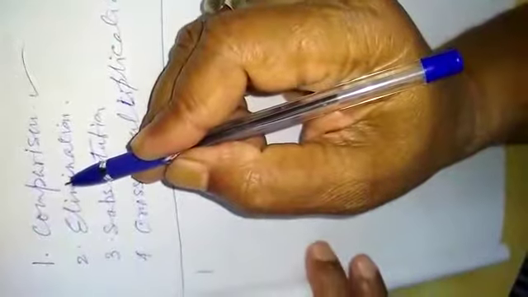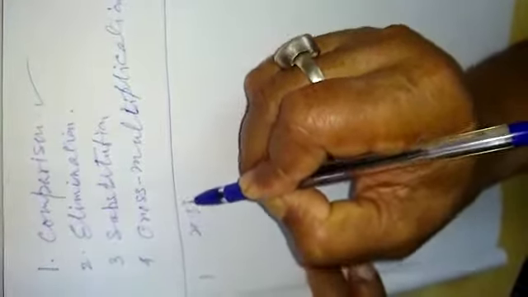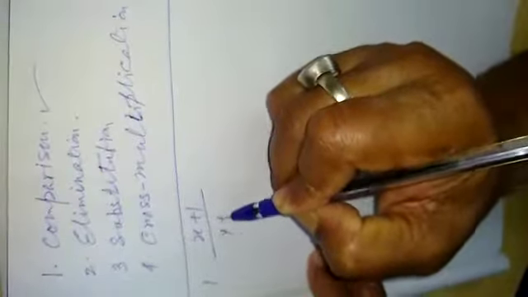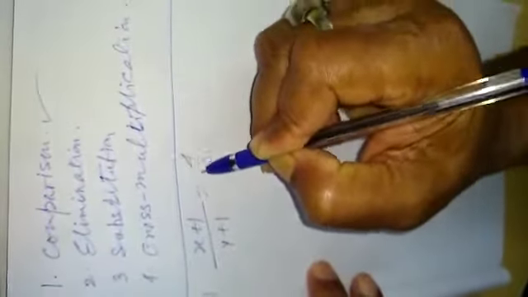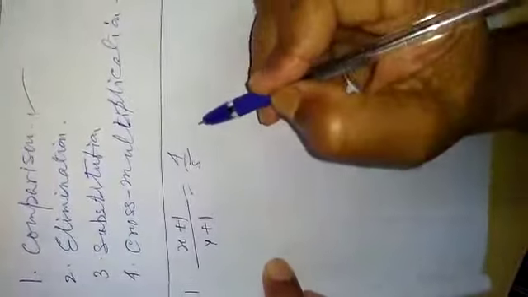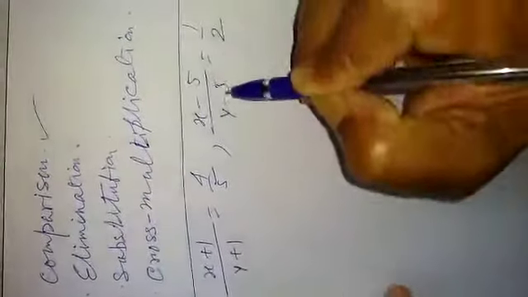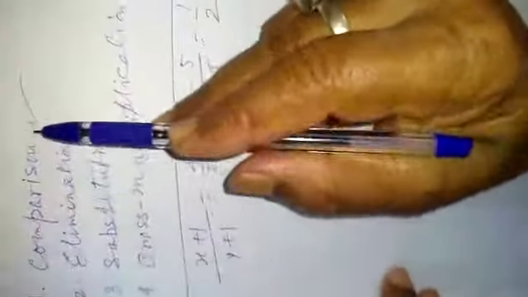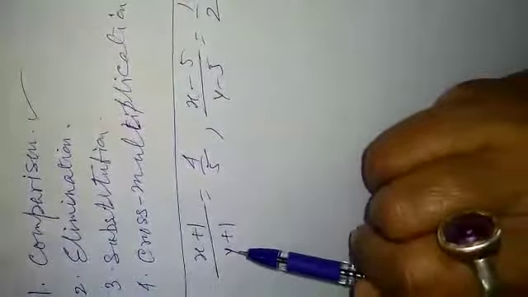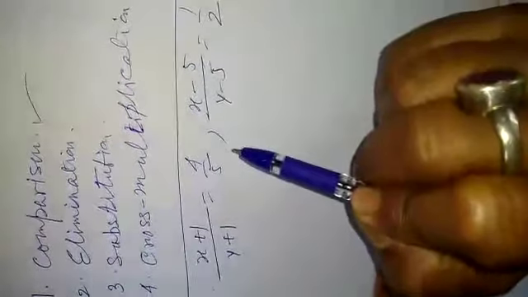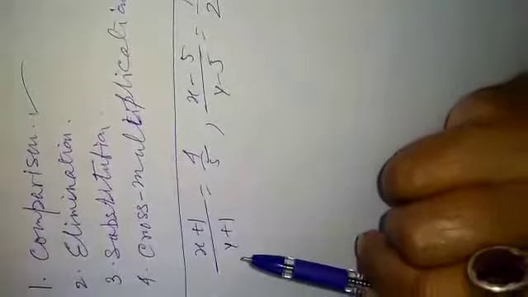Sum number one, that is comparison method. Sum number one is (x+1)/(y+1) = 4/5 and (x-5)/(y-5) = 1/2. The method is comparison. So you have to compare either x or y. That is your own choice. There is no hard and fast rule for x and y.